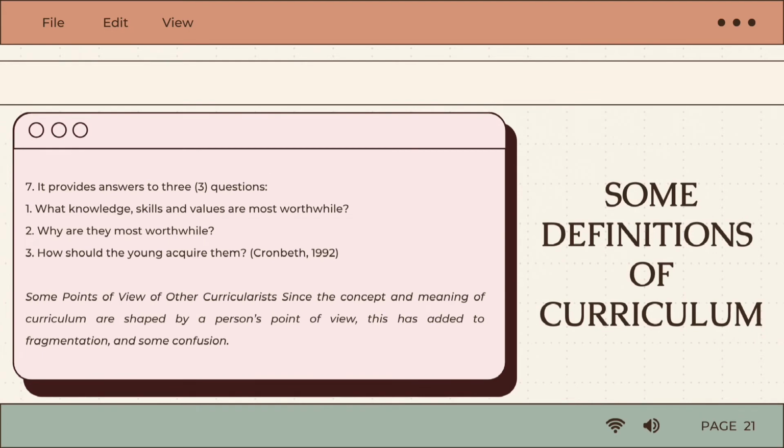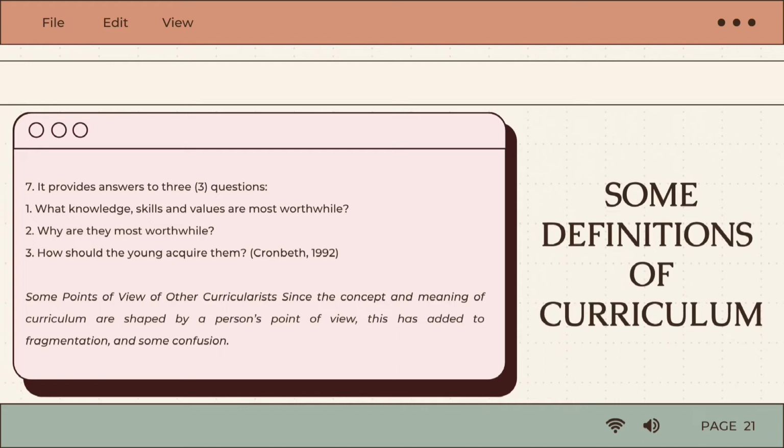Next, among the other definitions, number 7, it provides answers to these three questions. What knowledge, skills, and values are most worthwhile? Why are they most worthwhile? And how should the young acquire them?